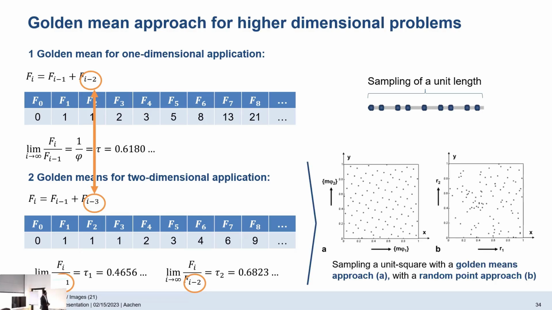And with these 2 golden means, we can then sample also through a 2-dimensional unity. And this could be, for example, this unit square. And we see that we have kind of an even distribution of points here. And if we compare it to a random point approach, we directly see the better performance here, because we do not have this clustering. We do not have these gaps. And furthermore, using this golden mean approach leads to a reproducible sampling method, which is also quite important for measurements, because we want to also reproduce a measurement strategy to make results comparable, for example.